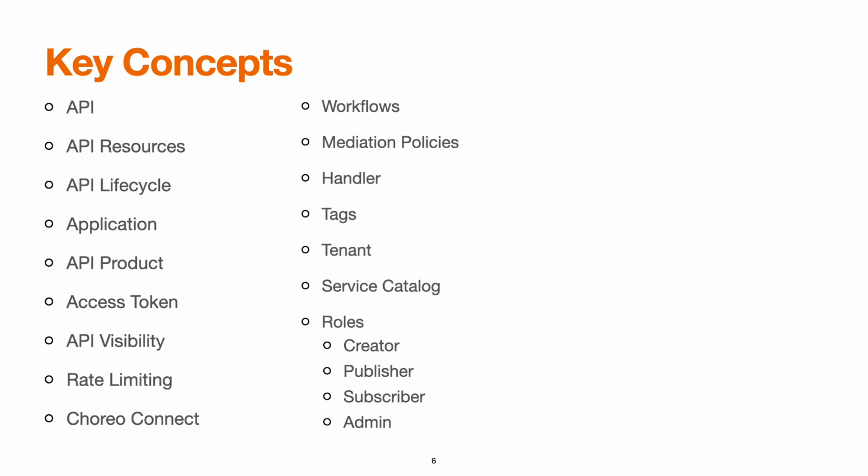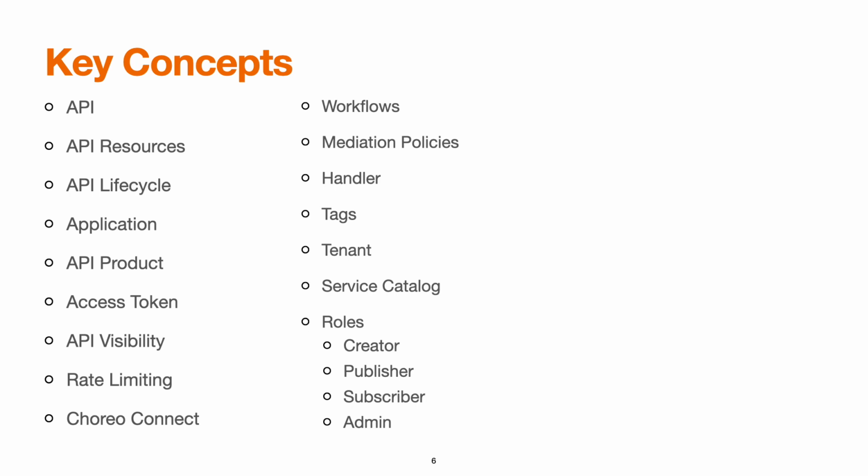Next, we have roles. There are different roles for accessing the API. There is a creator role: the person having the creator role can create an API. The publisher role can publish the API. The subscriber role has the subscription facility: it can log into the developer portal and subscribe to the APIs. And the admin role is a super user role that can be assigned.